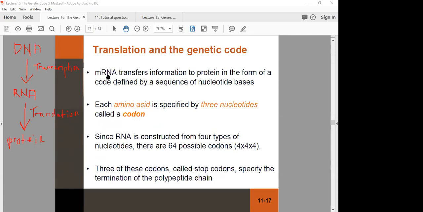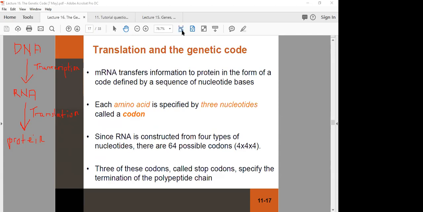The messenger RNA will transfer information to a specific protein in the form of a code which is defined by a sequence of nucleotide bases in that messenger RNA molecule. Each amino acid that is going to form part of that new protein will be specified by 3 nucleotides in the messenger RNA, and each 3 nucleotides is called a codon.